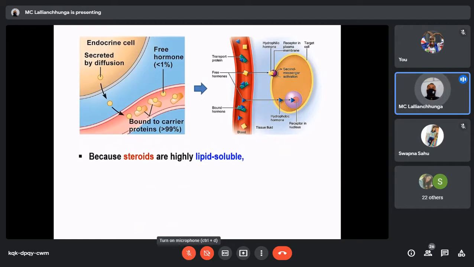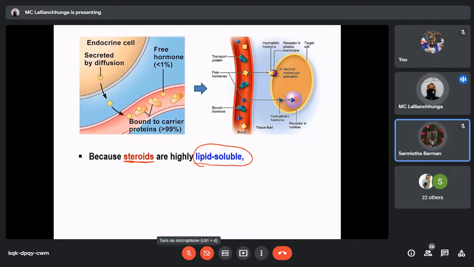Because steroids are highly lipid soluble, now this point is again very important. Steroids are lipid in nature, so they are lipid soluble, not water soluble. Peptide hormones, they are soluble in what medium? Water. Very good, they are water soluble hormones. On the other hand, steroids are lipid soluble, not water soluble. So just remember this point, it is very, very important.